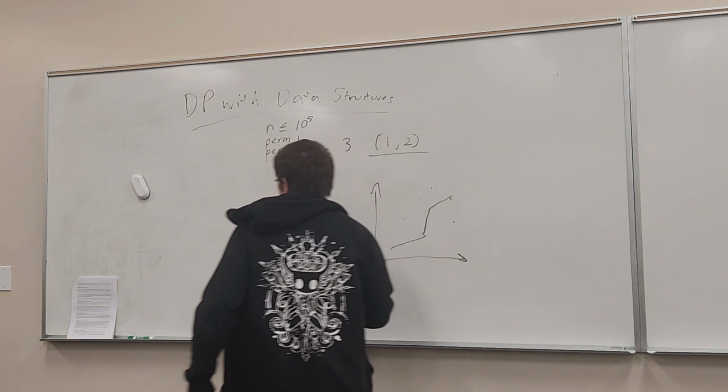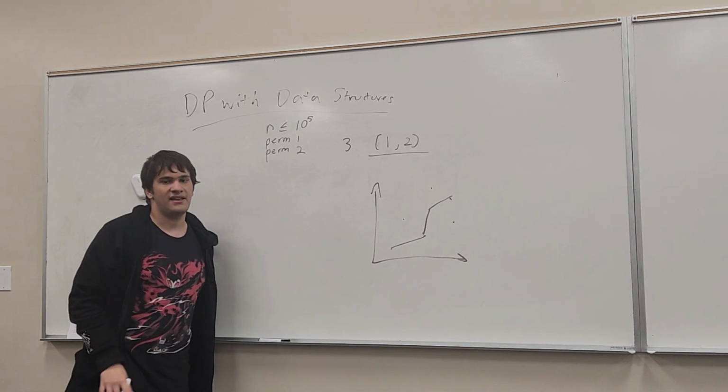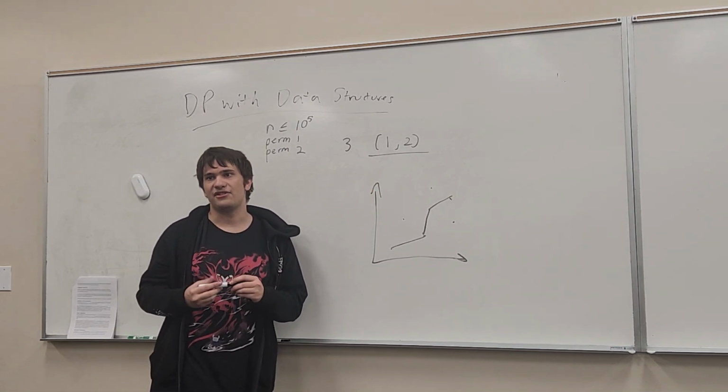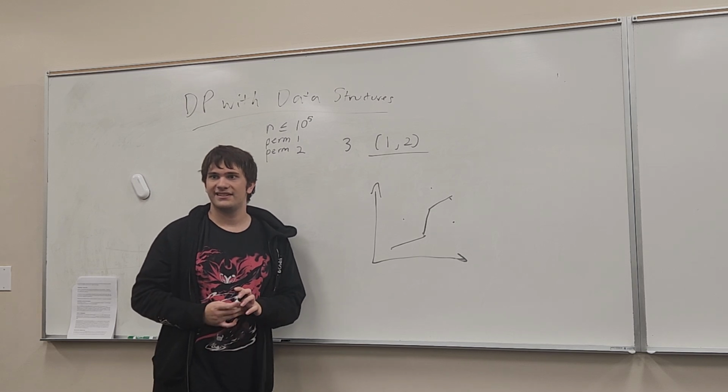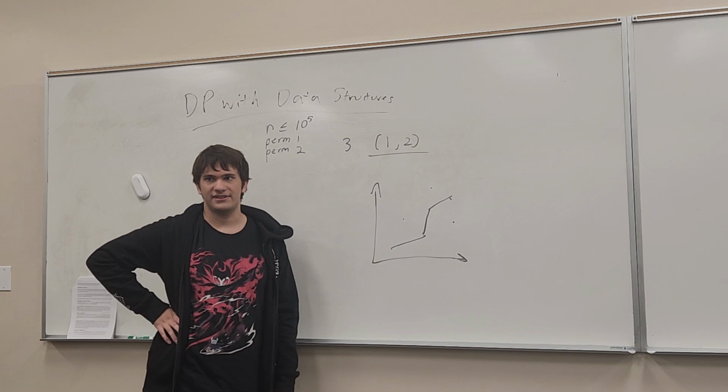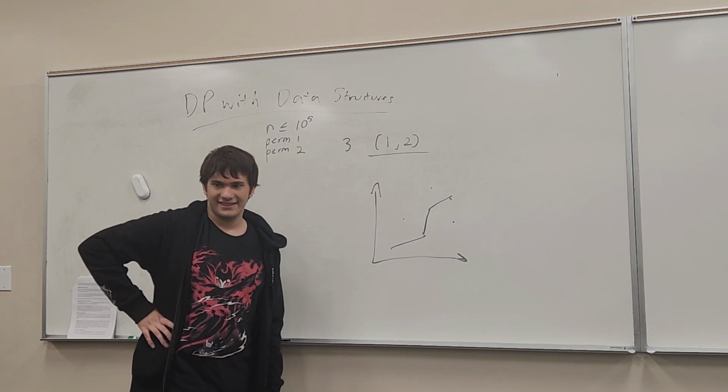But actually you can just make this a regular LIS by sorting by one coordinate and then doing LIS on the other coordinate. Any questions about that? Yeah, that's understandable.